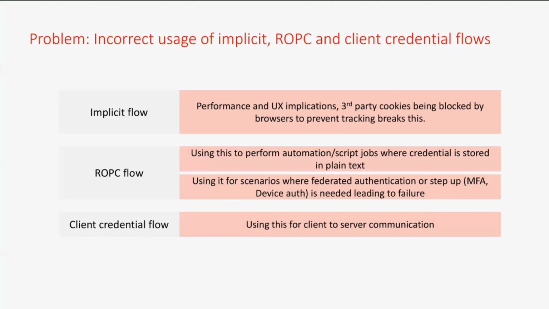Now, the other two are scenario based, meaning the ROPC flow, the resource owner password credentials flow. This is a flow where you share explicit credentials with the authentication system and ask for an ID token, access token, or even a refresh token to perform certain use cases. Now, why is this bad?